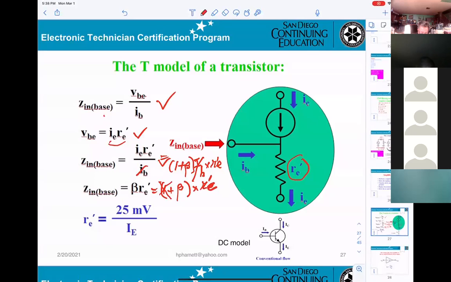Hey, Mr. Pham, so after all of that, I guess maybe I missed something. What is the exact formula for beta, AC beta by itself?